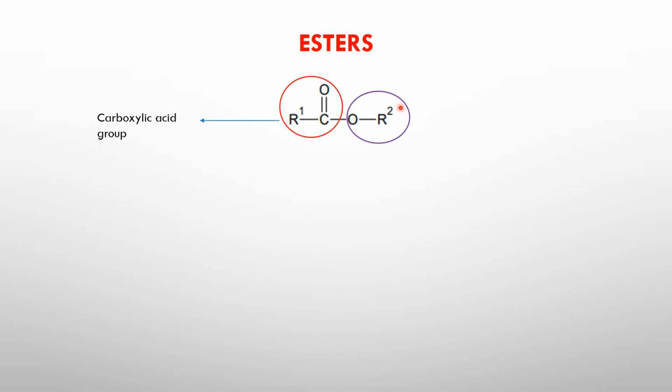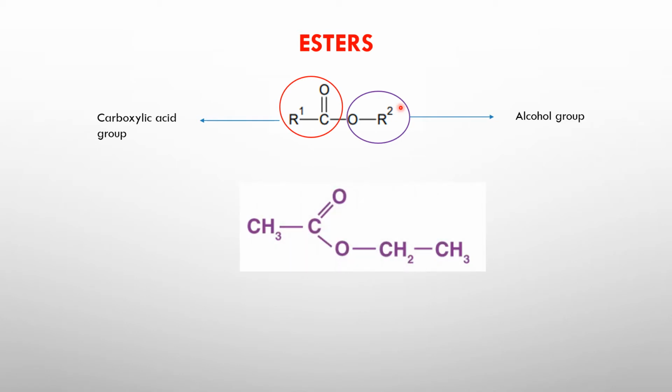Let's look at an example here. Now in this example, as you can see, it's an ester clearly because of the C double bond O group in the middle. And on one side, we have a 1 carbon atom group. And the other side, we have a 2 carbon atom group. So let's see which is the acid and which is the alcohol part in the ester.